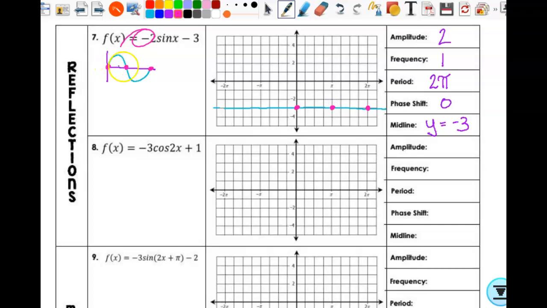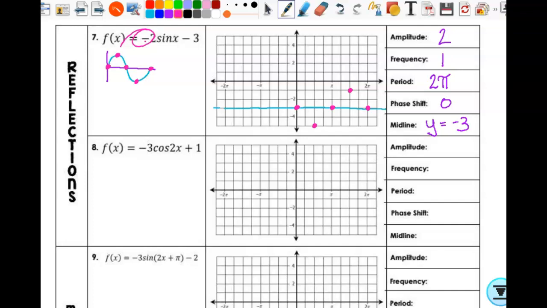So normally we go halfway between these 2 and go up whatever the amplitude is. But because of this negative, I'm going to go halfway between these 2 and go down the amplitude, which is 2. And then halfway between these 2, I would go down, but there's a reflection, so I go up. And there are my 5 anchor points. Okay. We good on that? What questions you got?